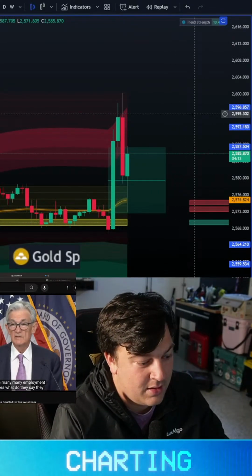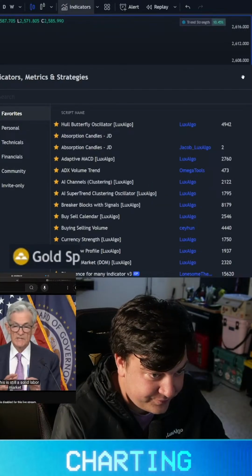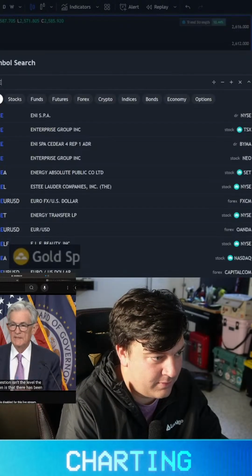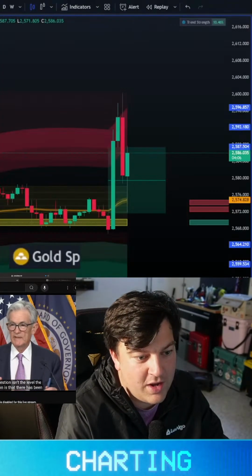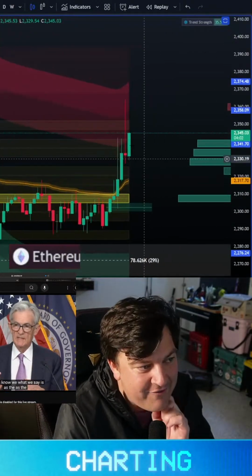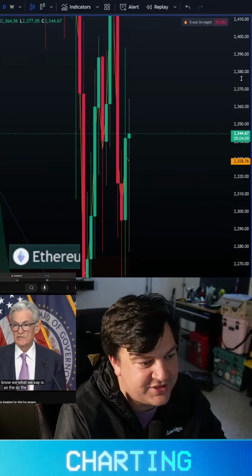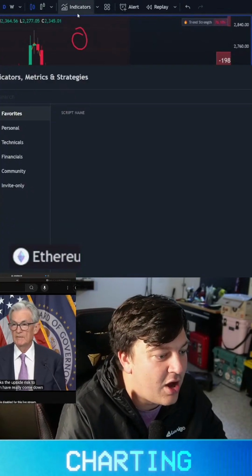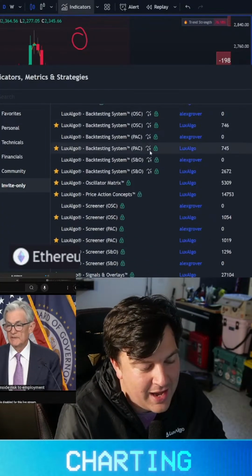The question isn't the level, right? The question is the change, particularly over the last few months. If there's a strategy I have in mind, let's say it's on Ethereum, inflation risks have really come down, and the downside risks to employment have increased.